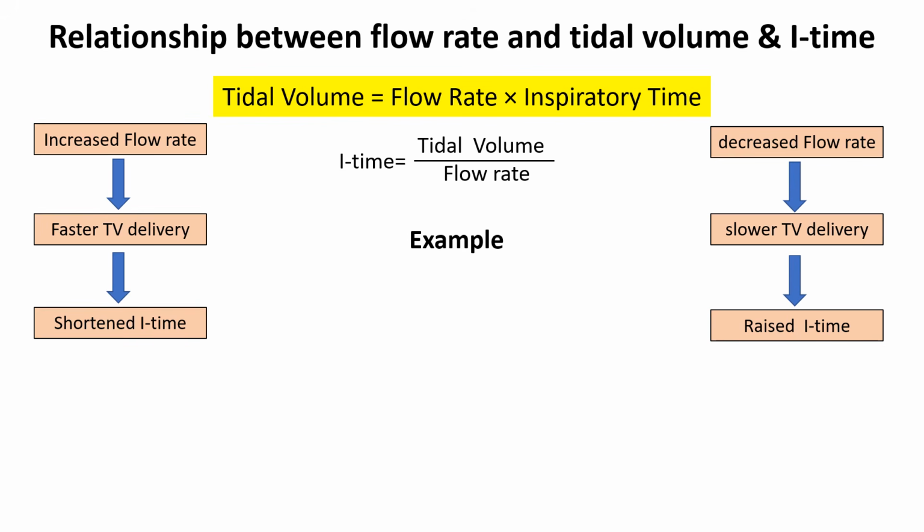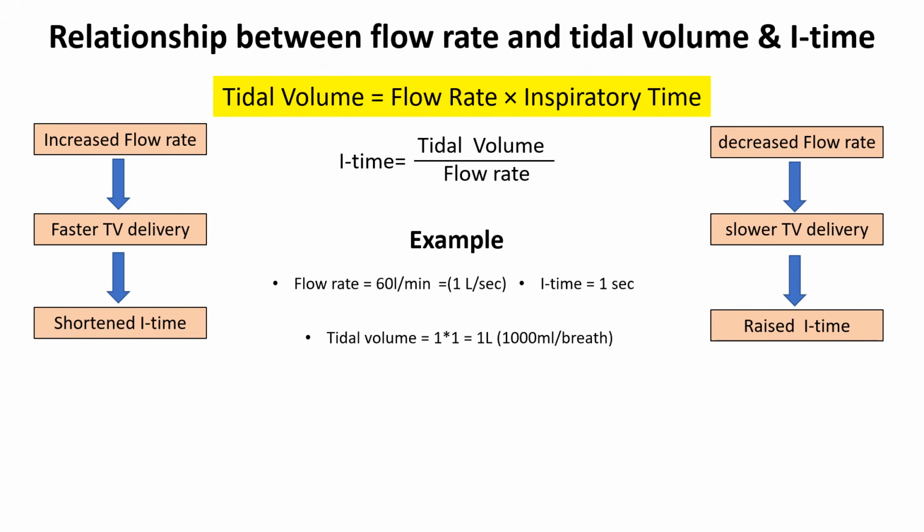Suppose a ventilator has a flow rate of 60 liters per minute and an inspiratory time of 1 second. Since 60 liters per minute equals 1 liter per second, the tidal volume delivered would be 1 liter. If the inspiratory time is increased to 1.5 seconds, the tidal volume would be 1.5 liters.